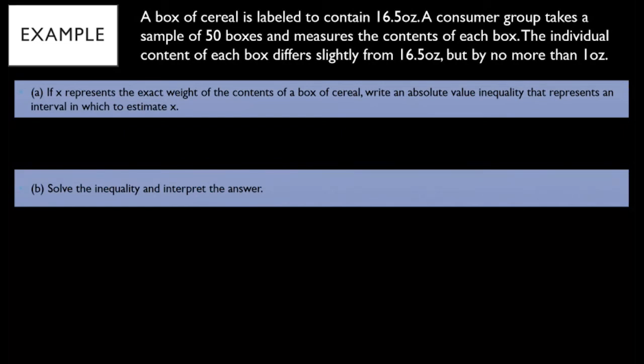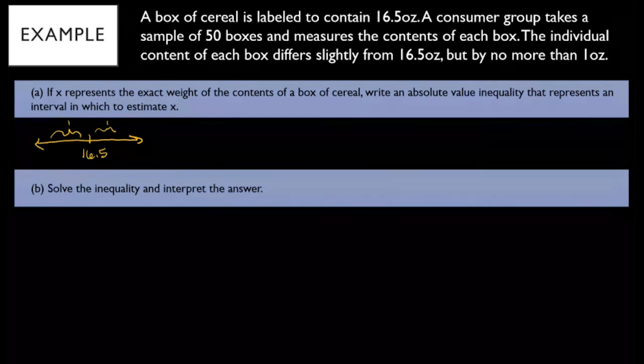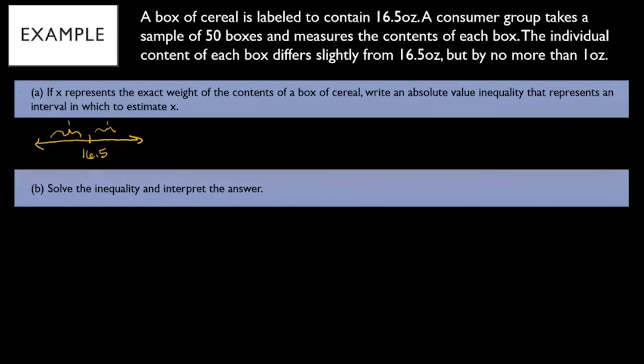So this is going to be written very similar to our first example, where if I draw a number line here, we have our goal of 16.5, and then we're going to be no more than 1 away from that in either direction, because that's what they found. The individual content of each box was no more than 1 ounce difference. Now, it wasn't exactly 1 ounce difference. It was no more than, which is why we needed an inequality here.